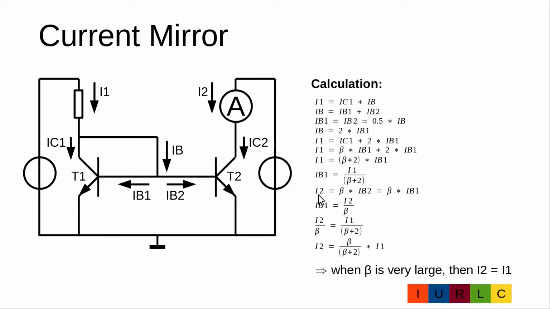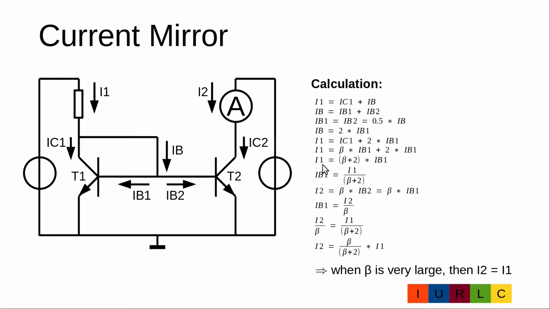Now we go to I2. Here we have I2. I2 is the base current IB2 times the amplification factor beta. So I2 is beta times IB2, and due to the fact that IB1 and IB2 are equal, we can write I2 is beta times IB1. We rearrange the formula to IB1 and get IB1 is I2 divided by beta.